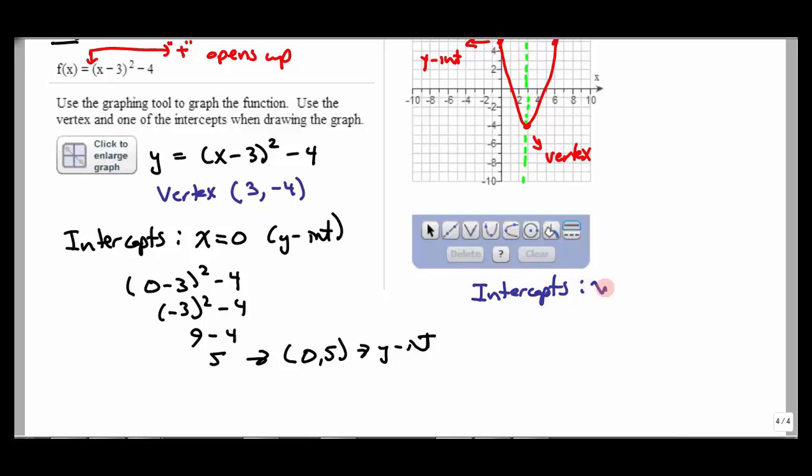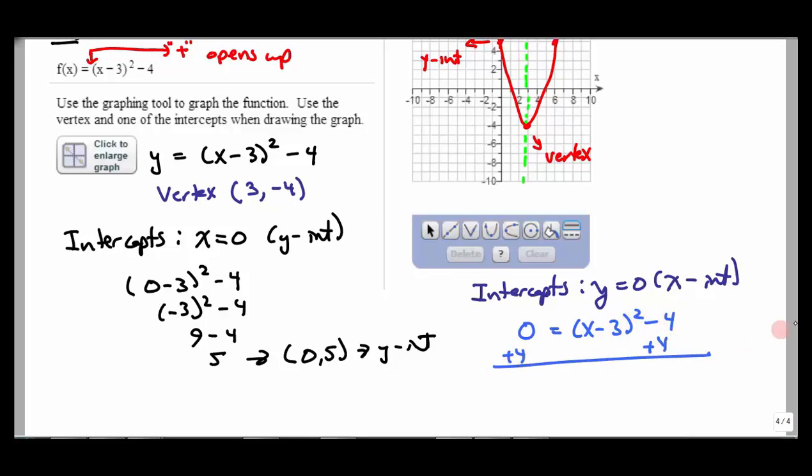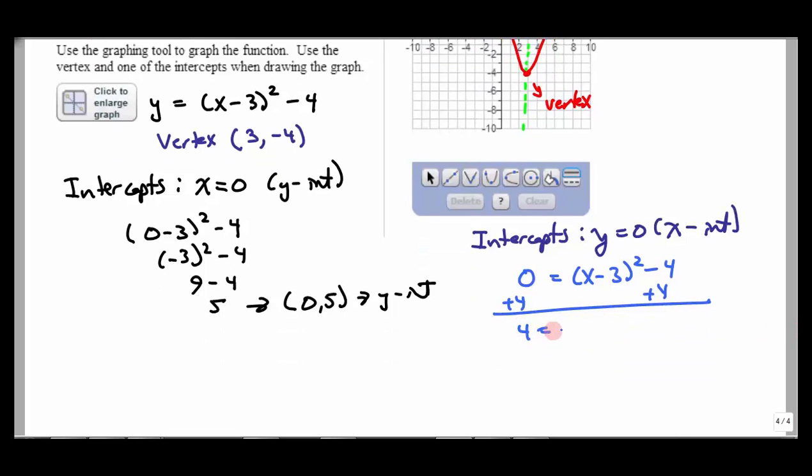And here we'll let y equals 0 for your x-intercept. Okay, so these sometimes aren't as easy. Sometimes you don't get nice little solutions for this. So we'd set our equation equal to 0 and solve. So I'd add the 4 across. So I get 4 equal x minus 3 quantity squared. And then I take the square root of both sides.